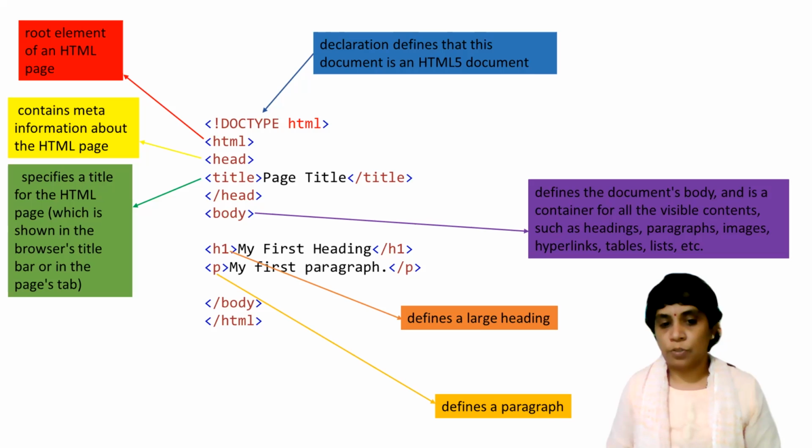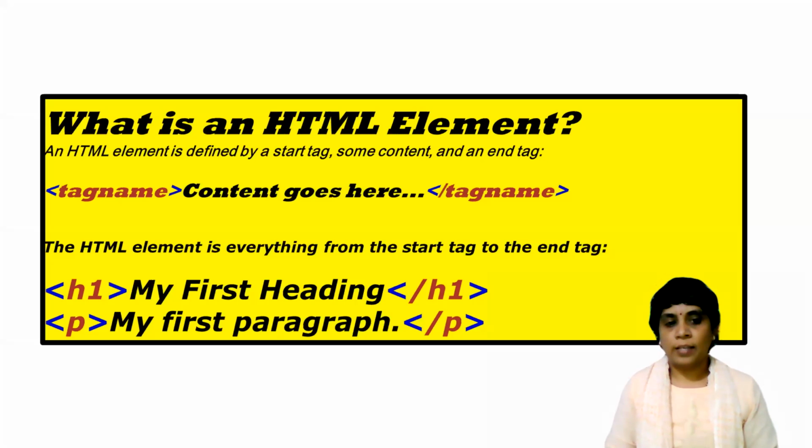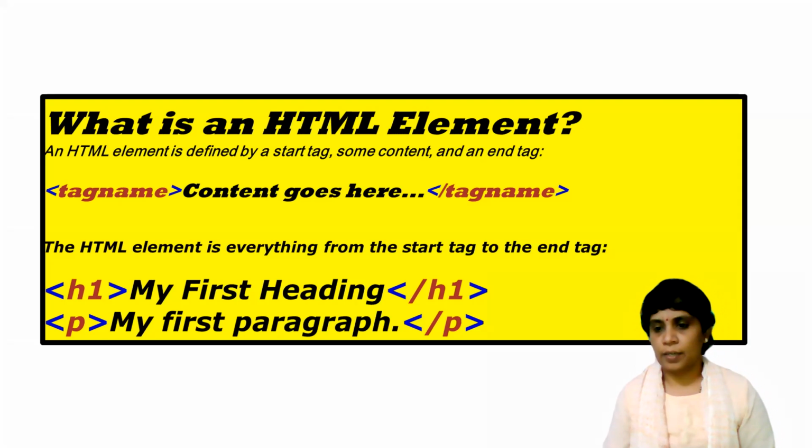Next, the paragraph tag defines a paragraph. As I told you, there are two types of tags, the empty tag and the container tag. For the container tag, whatever the tag name may be, the head tag, the body tag, the title tag, these are a few examples of container tags where you put the content inside. Then you close the tag. Such tags are called container tags.